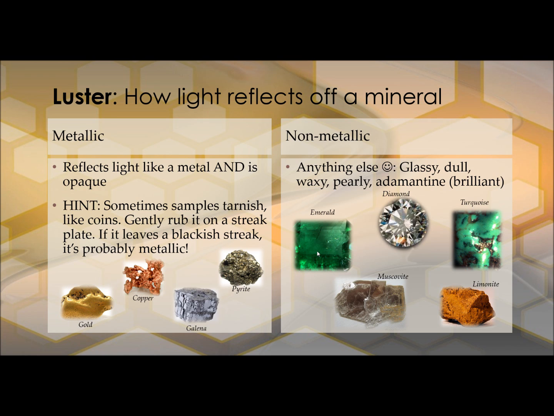Non-metallics tend to be glassy. That would be like emerald or quartz. Adamantine is the special name for the brilliance of a diamond. Turquoise, you can see, is waxy. Limonite is dull and earthy. Muscovite is kind of neat, breaks into thin sheets, kind of like graphite did in the structure, but on a larger scale. And it's actually completely see-through. The darker version, biotite, is a lot like sunglasses. But these are all different types of non-metallic lusters.